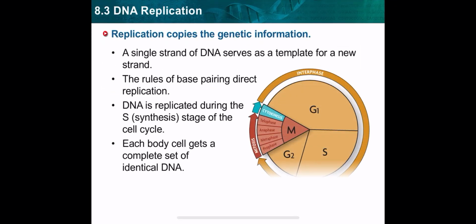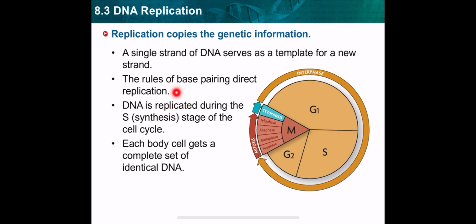So let's say again, the definition of DNA replication is the copying of the genetic material, or I can say using a single strand of DNA as a template for building a new one. And this replication is based on what? Based on the base pairing rule. Base pairing means A pairs with T, C pairs with G.